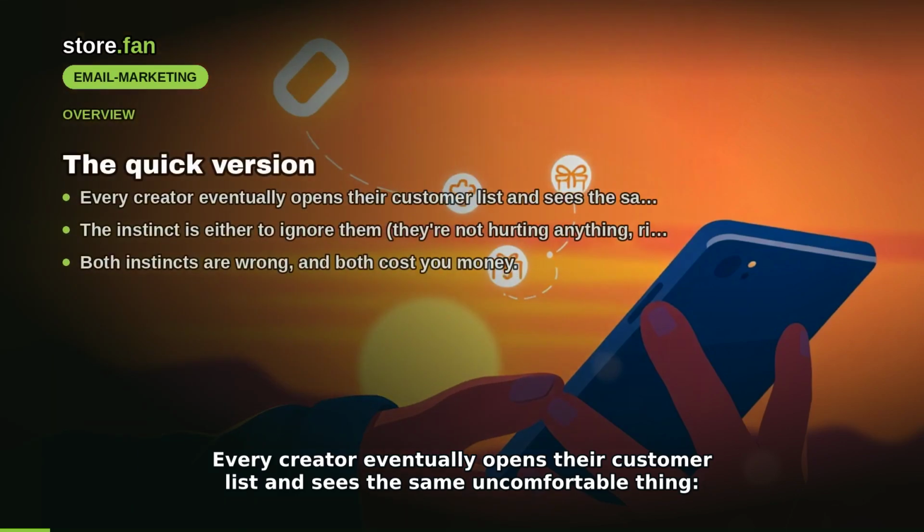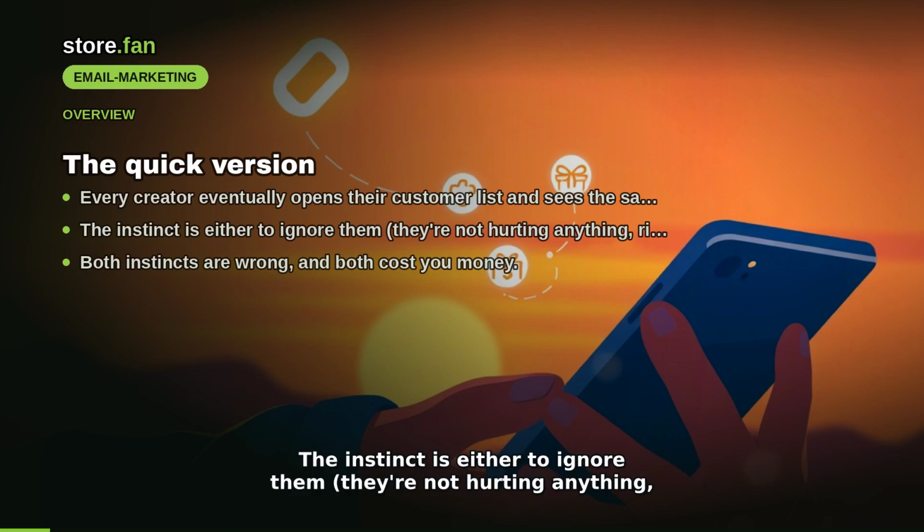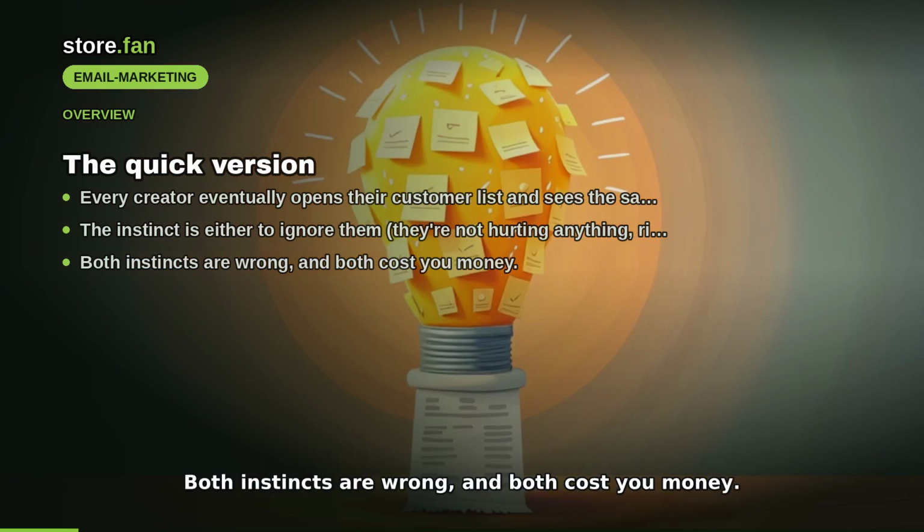Every creator eventually opens their customer list and sees the same uncomfortable thing. A wall of names who haven't opened an email, clicked a link, or bought anything in 6, 12, 18 months. The instinct is either to ignore them, they're not hurting anything, right? Or to blast the whole list with a desperate, "We miss you" campaign. Both instincts are wrong, and both cost you money.